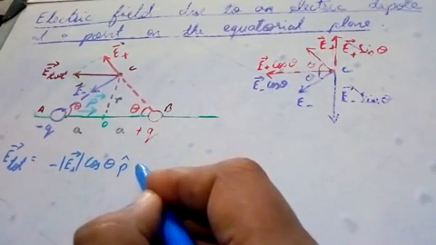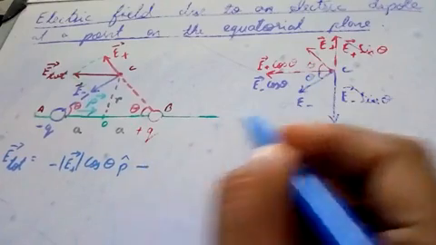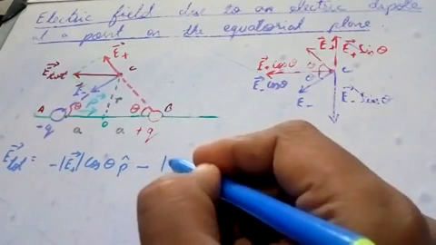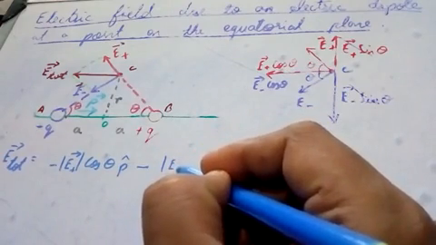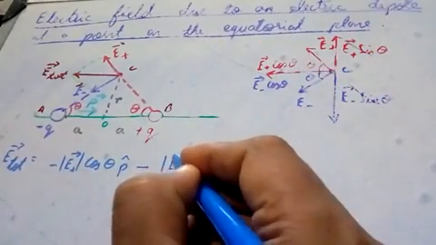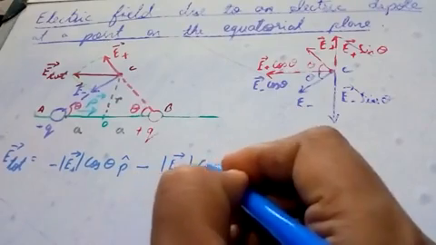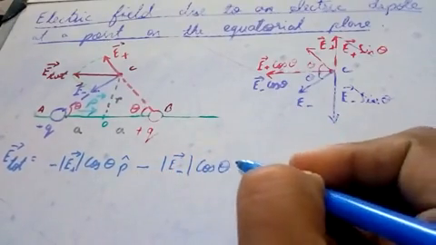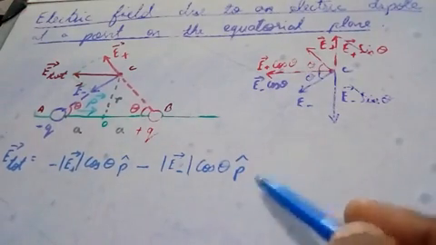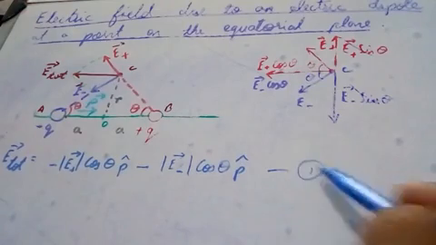Again write a minus sign to show the negative charge also. We have here the magnitude of E minus, the electric field due to the negative charge, cos theta, and then p cap. Okay, so let this be equation number 1.